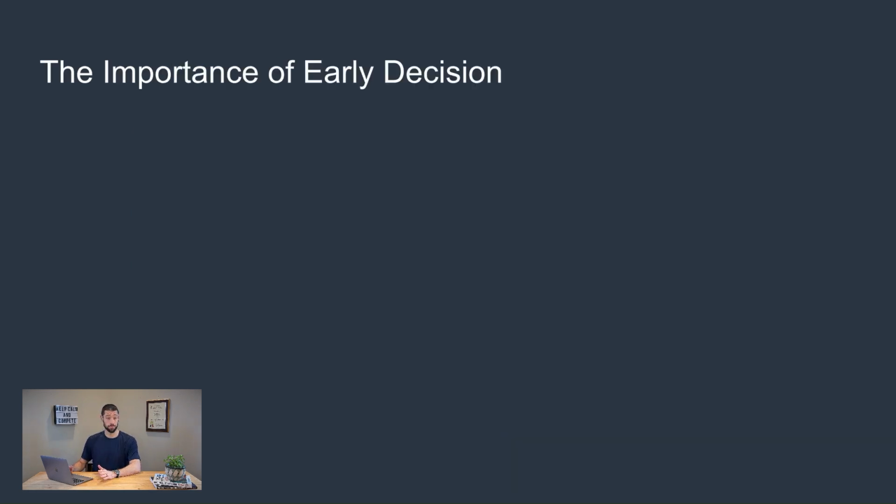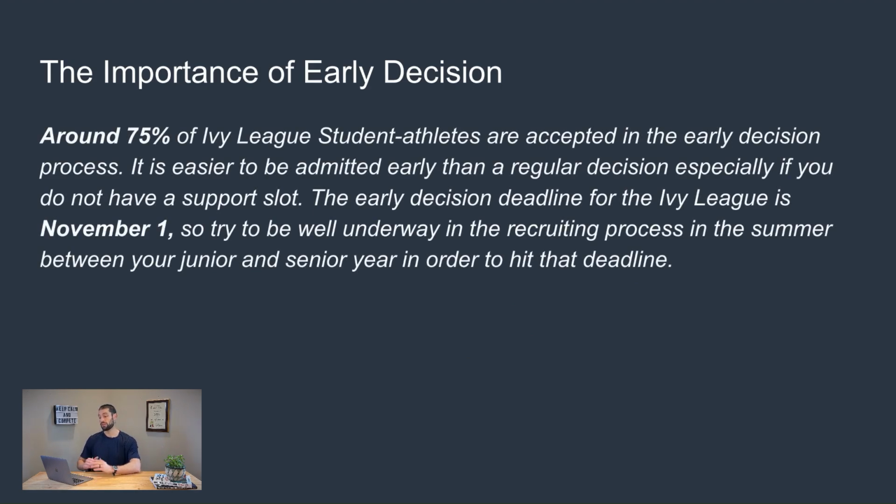So let's talk about the importance of early decision, because Jill is going to be an early decision applicant. Around 75% of Ivy League student athletes are accepted in the early decision process. It is easier to be admitted early decision than it is to be admitted regular decision, especially if you do not have a support slot. The early decision deadline for the Ivy League is November 1st, so try to be well underway with the recruiting process in the summer between your junior and senior year in order to hit that deadline.